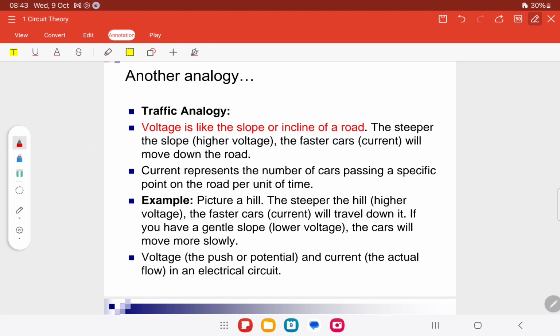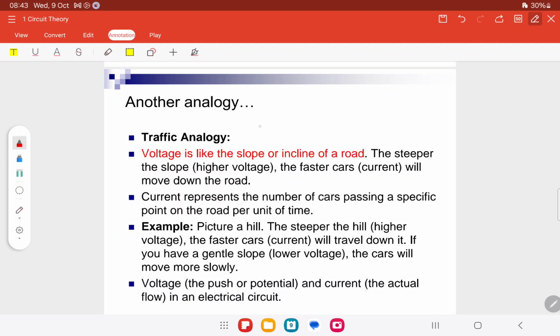Voltage is like slope or incline of the road. So let's say kalau kita ada bukit. Okay, ni bukit. Consider as bukit ya. Okay, so this is from point A to point B. This one from point C to point D. Okay, so voltage is like the slope or incline of a road. The steeper the slope, the faster the car. Terbalik ni sebenarnya. Tak apalah. Okay, maksudnya for this one, A and B, kalau kereta nak turun, which one akan sampai lagi cepat?